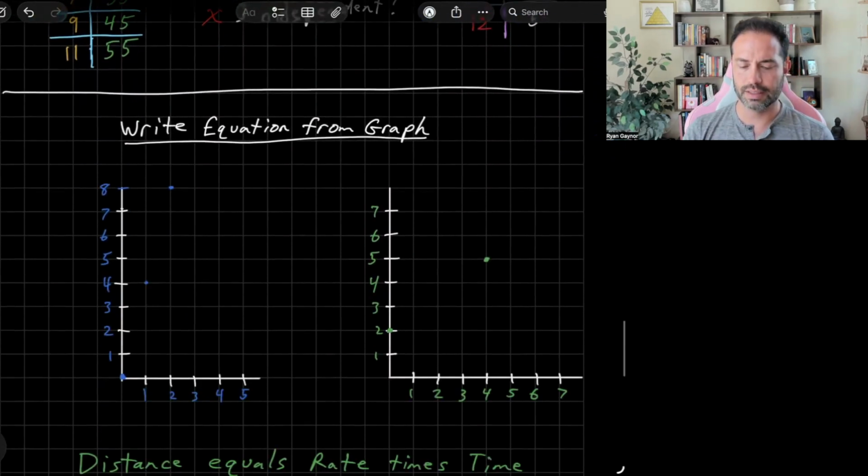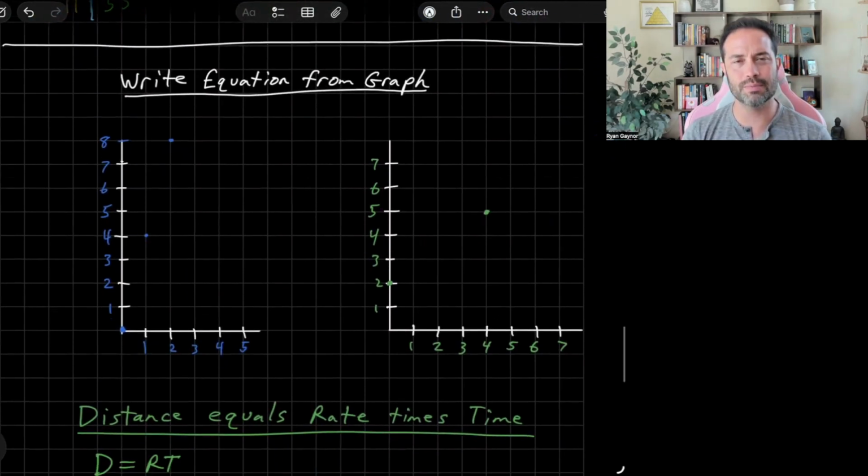Okay, so the next example for graphing type problems is write an equation from the graph. Okay, so our very first graph here on the left, notice we have our y-intercept. Okay, so the format is going to be in y equals mx plus b. So our y-intercept is at 0. Our y-intercept is 0. That's the b. So all we have to do is find our slope.